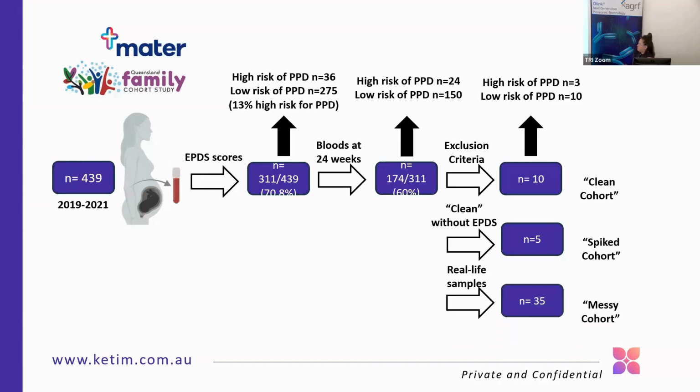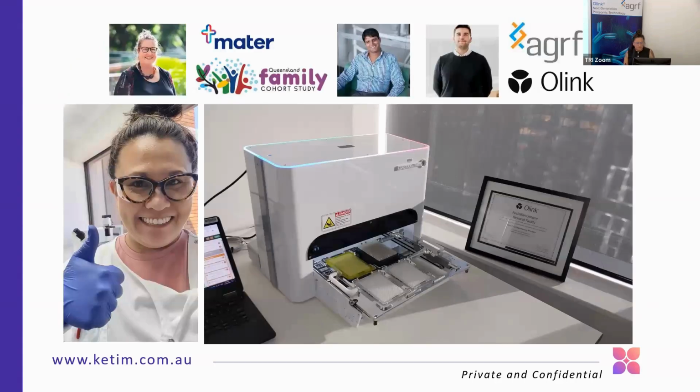And then we added in some real life samples, meaning we added in at random some mothers where we didn't remove any confounders. We just added them straight from the cohort, and we called them the messy cohort. In total, we had about 50 participants that we managed to put through using the Olink technology.